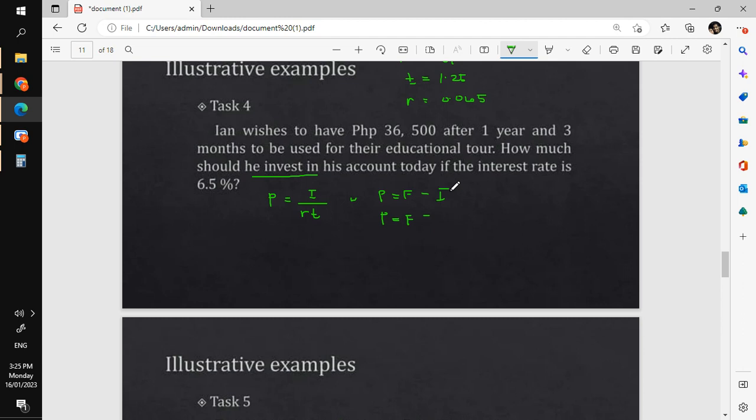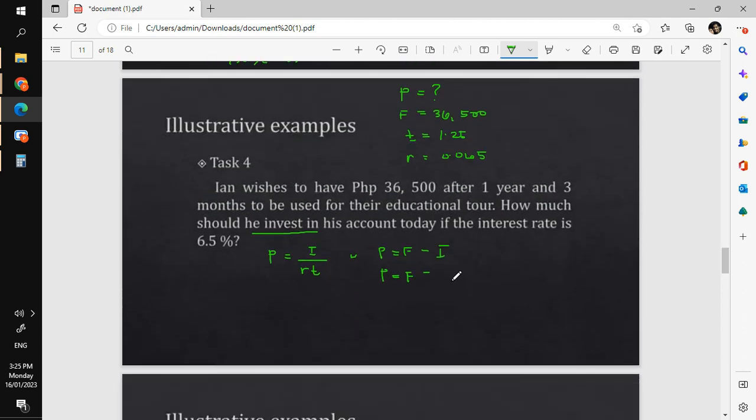Then again, we don't have the value for I, so we can substitute the formula of the interest, which is given by P times R times T, since I is just equal to P times R times T. Now, substituting this one, the future value is given by 36,500 minus the principal amount. Still, this is unknown. The rate of interest, that's 0.065. You have here the time, that's 1.25.